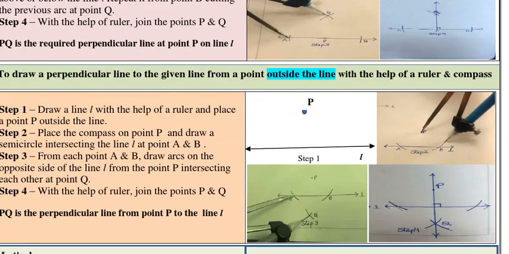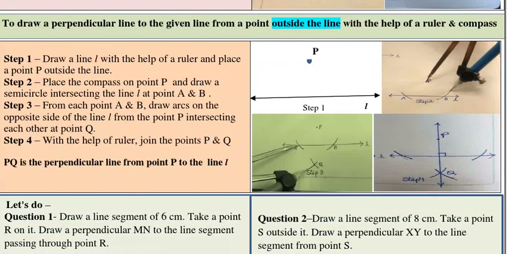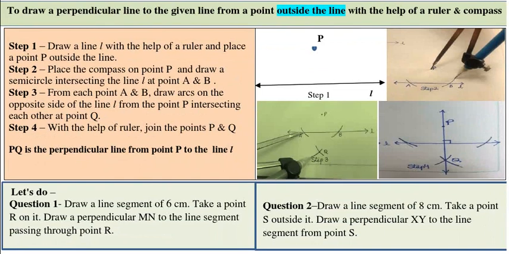Now let's come down and see what is given here. This is asking us to draw a perpendicular line to the given line from a point outside the line with the help of a ruler and compass. So now we have to draw the perpendicular line with the ruler and the compass only, but in the previous one we had point P on the line, and now we have point P outside of the line. Now let's see how we will do it.